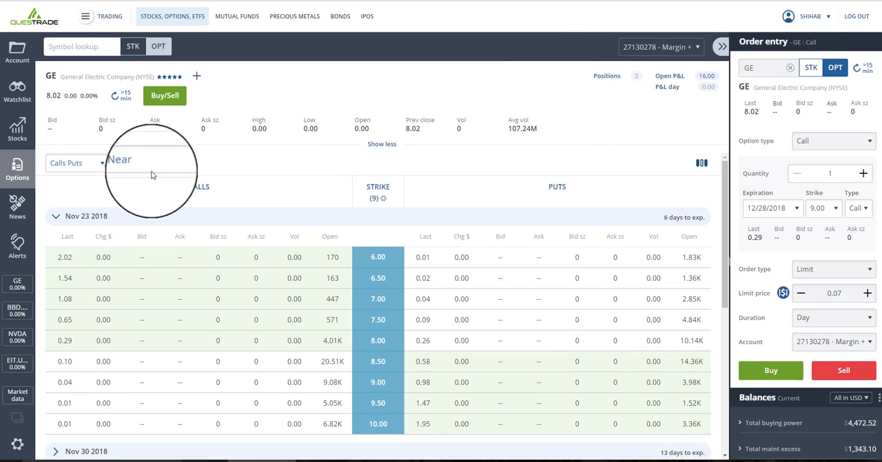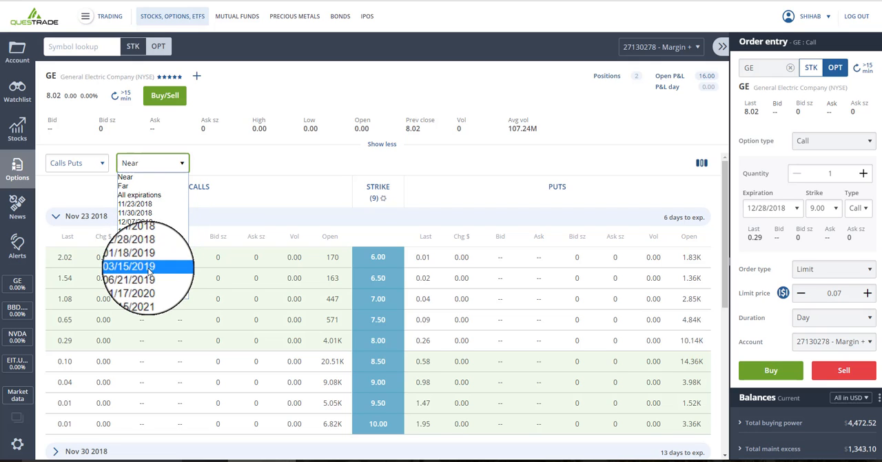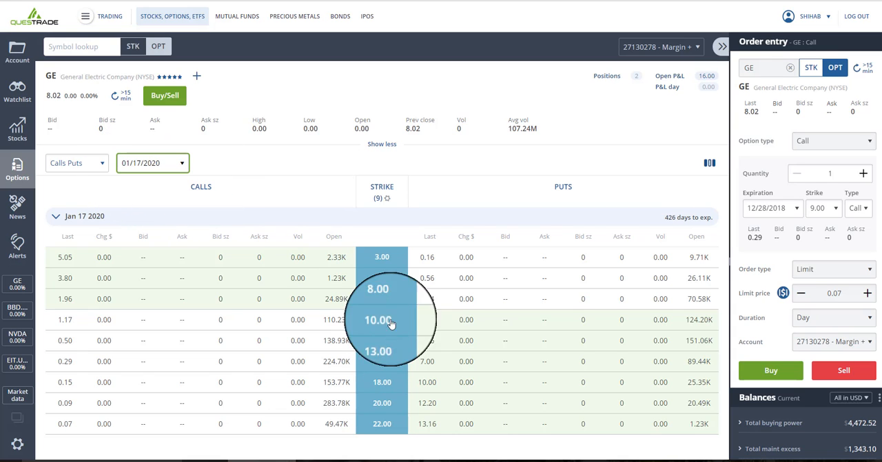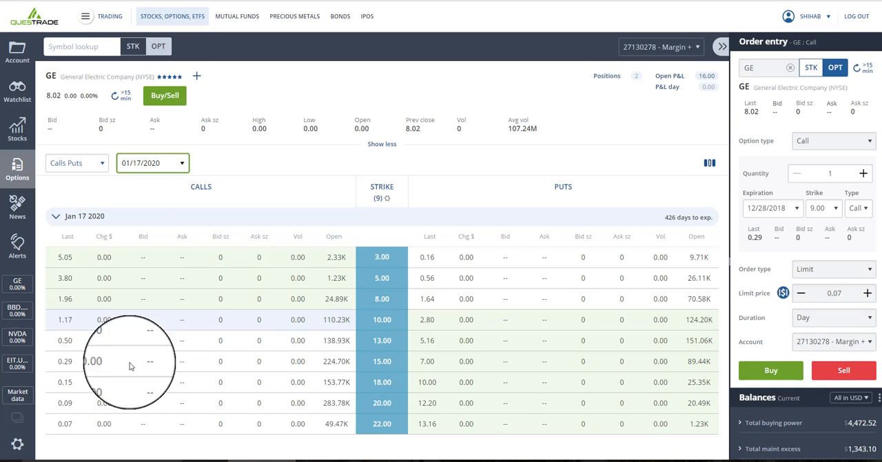So like Bombardier, I could have sold the 1 year option instead. If I would have taken the 1 year option, the 1 year expiry, January 17, 2020, see, they don't have a strike price of 9. So I would have had to sell it at a strike price of 10. So which is obviously a good return. I would have sold it at $1.17.